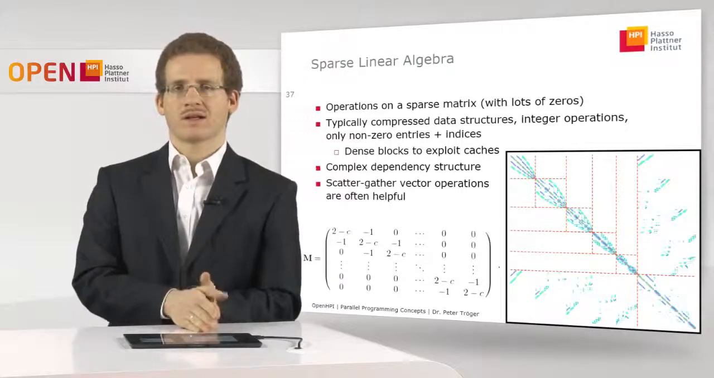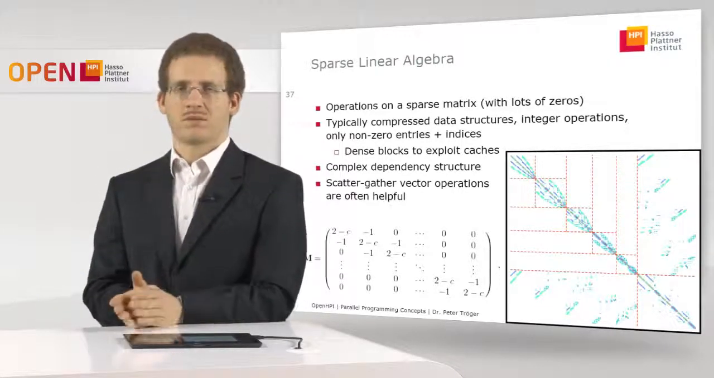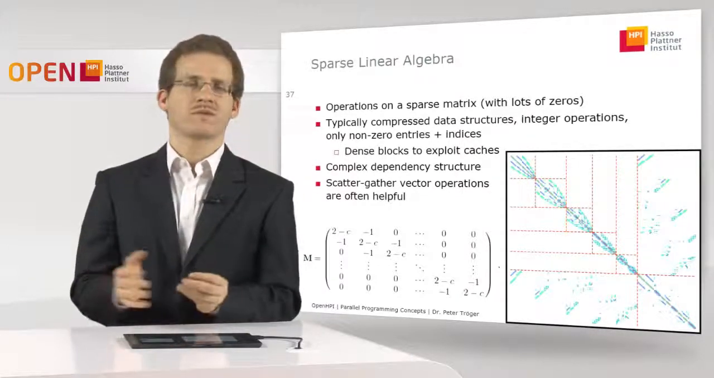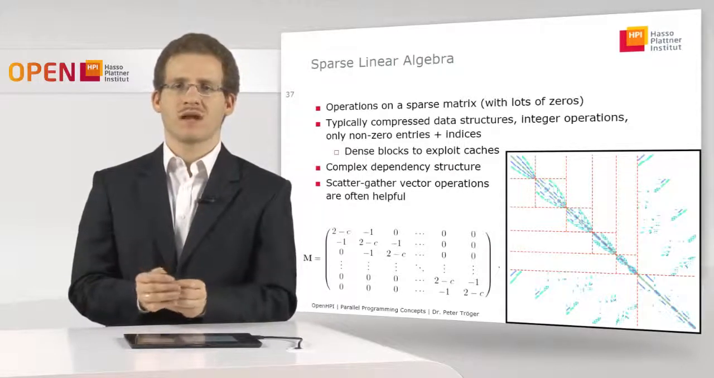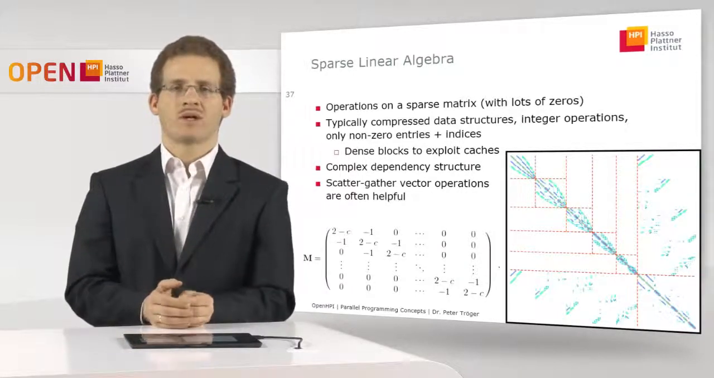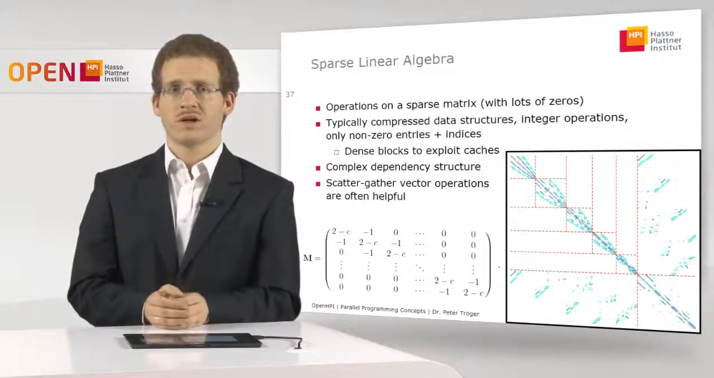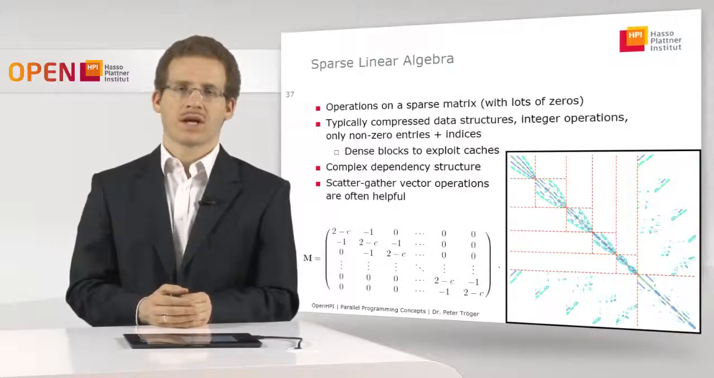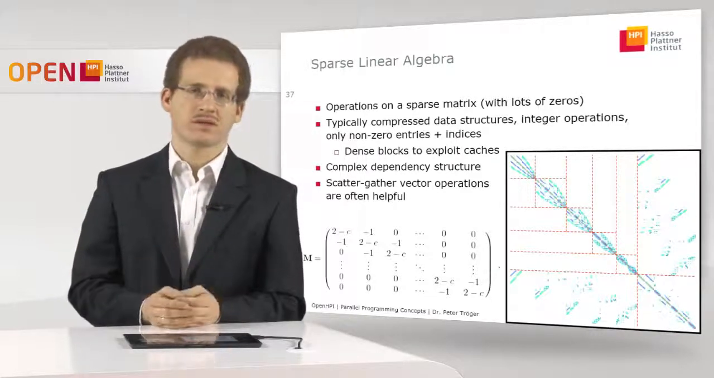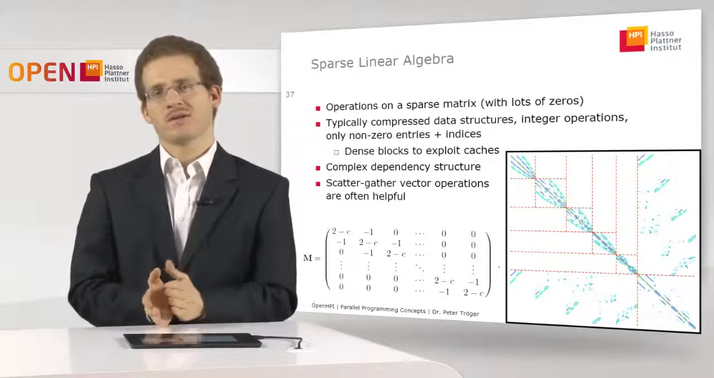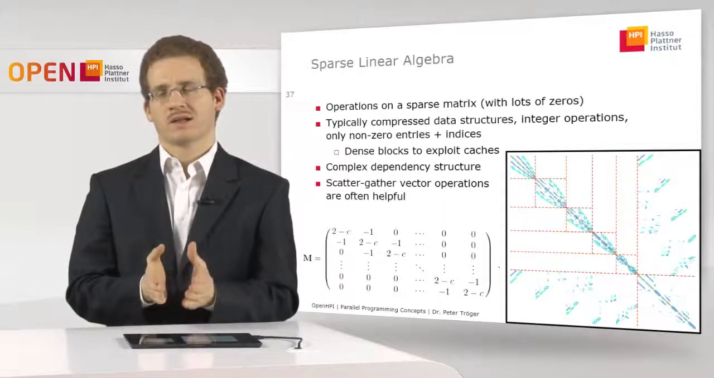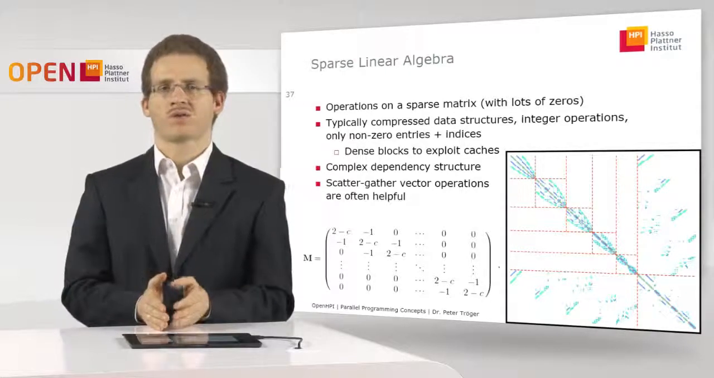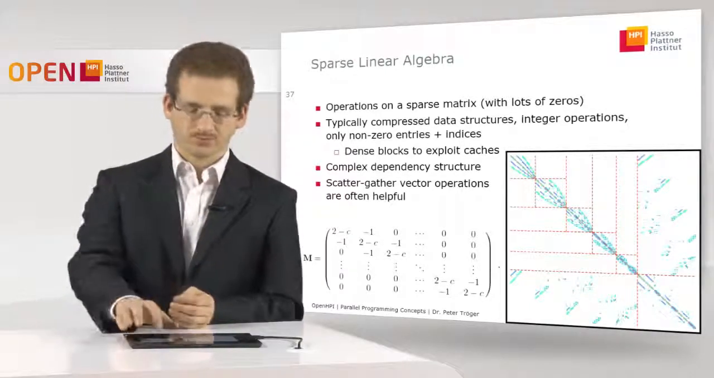But this leads to the fact that your attempt to parallelize computation completely changes, because now you need to work with these dense blocks, these created, summarized blocks of data in a way that you still get efficient computation, although you don't have the original data structure of the problem. And one of the experiences with sparse linear algebra was that scatter-gather vector operations are helpful here. The report also contains some other hints of how to tackle this particular dwarf problem.